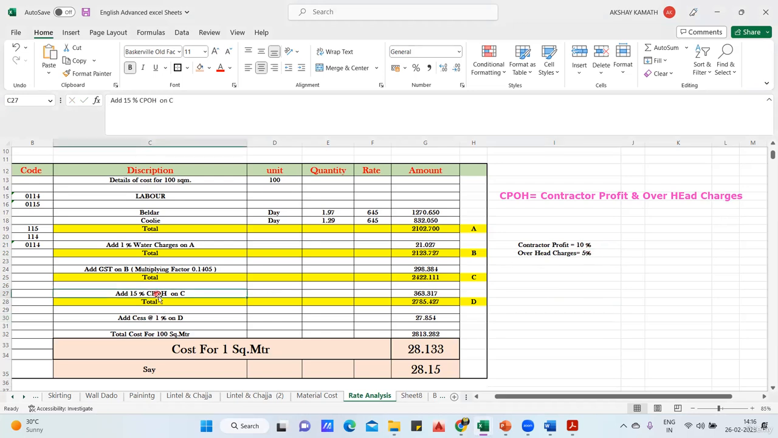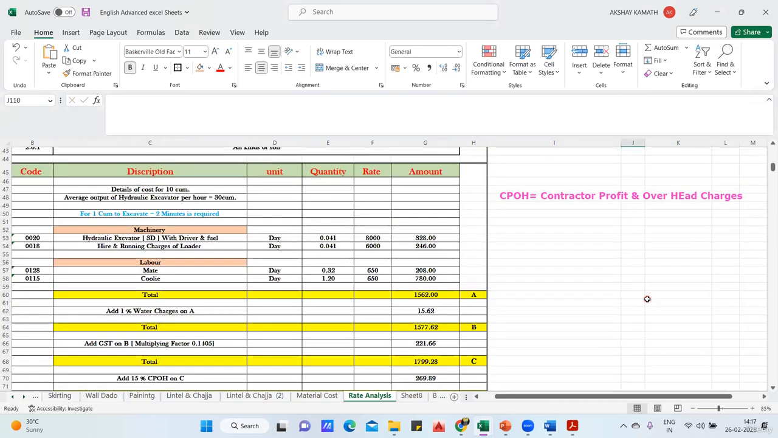So they've added 15%. Now let us say there is one contractor who will not take 10%. He may take 15%. Fine. Whatever rate analysis I'm preparing, as I always mention, you cannot have the same rate analysis from two different quantity surveyors, and also from two different contractors. So maybe contractor A will charge you 15%, and again 5% he may charge as overhead, and he may say 20% is my CPOH. There may be one more contractor who will say, no, I'll charge 8% profit, and remaining 5% I'll take as overhead charges. So his CPOH will come out to be 13.